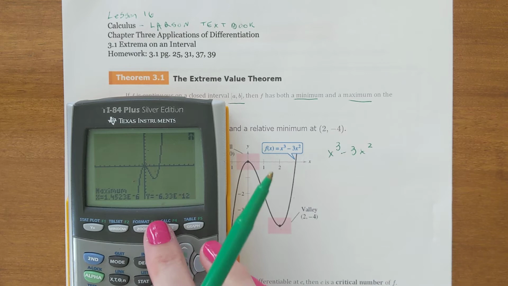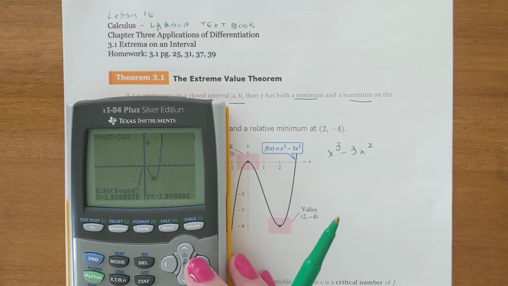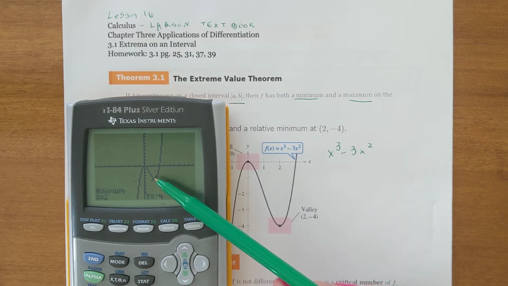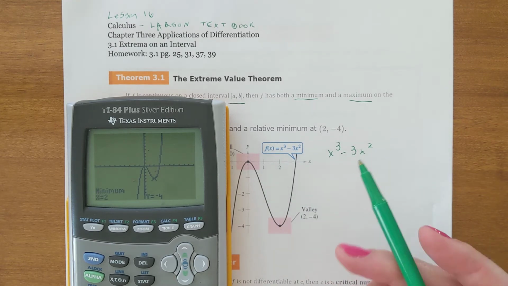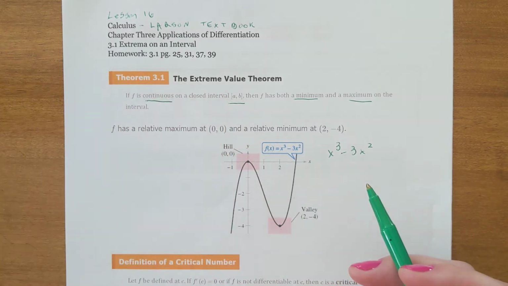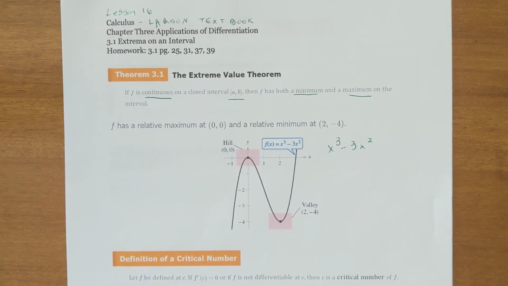Let's do that one. So 2nd, calculate, minimum. So pick a point to the left, then go to the right, hit enter, enter, and it has the minimum at (2, -4). So the calculator behaved on that one and told us what the minimum was, unlike the max, which was at (0, 0). It gave us a crazy small number, which meant (0, 0). Anyway, that's what we did in pre-calculus. We used the calculator to do it. But you can find it mathematically.